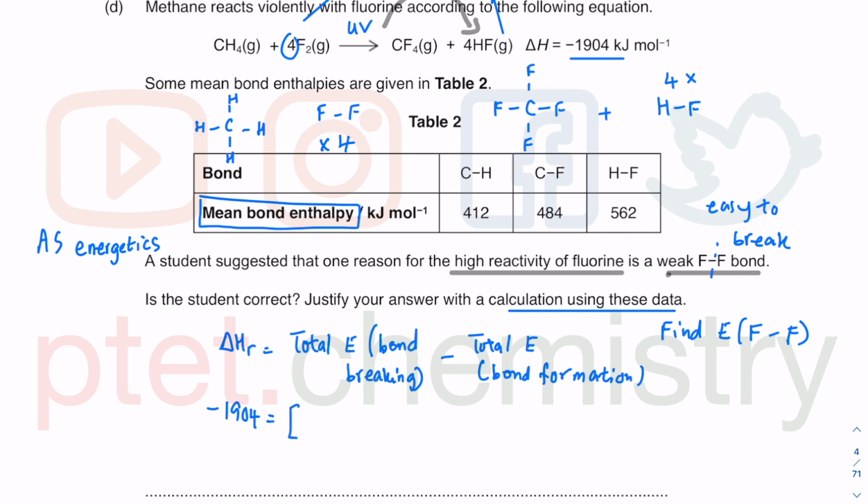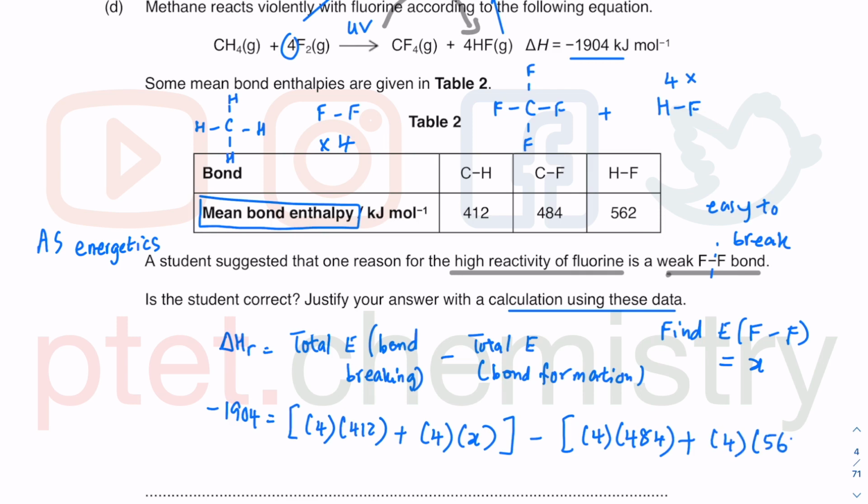Bond breaking: we are breaking 4 of the C-H, so 4 of the C-H, and we are breaking 4 times the F-F, which is what we want to find. So 4 times X, letting the energy of the fluorine-fluorine bond be X, minus the energy for bond forming. I'm forming 4 times the C-F, so that's 4 times 484, and I'm forming 4 times the H-F covalent bond, so 4 times 562. Altogether, make X the subject.